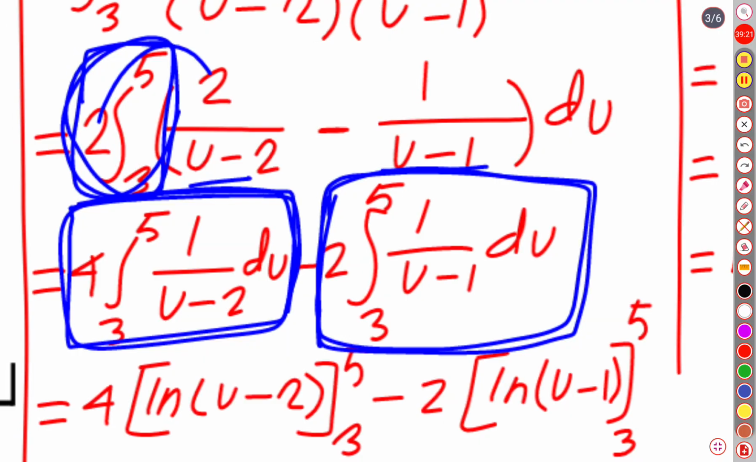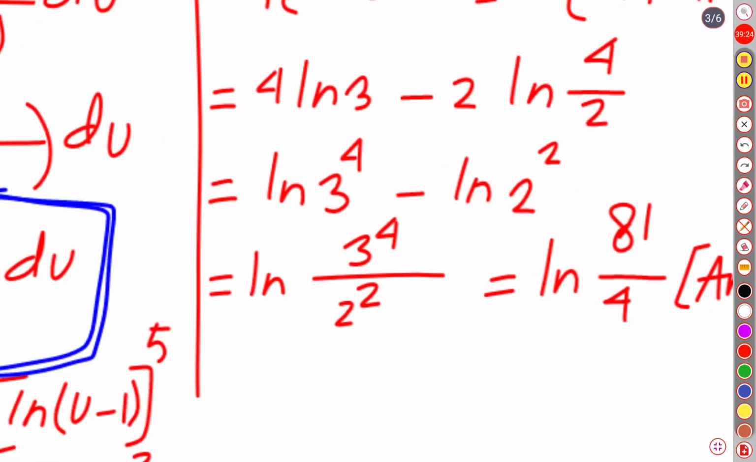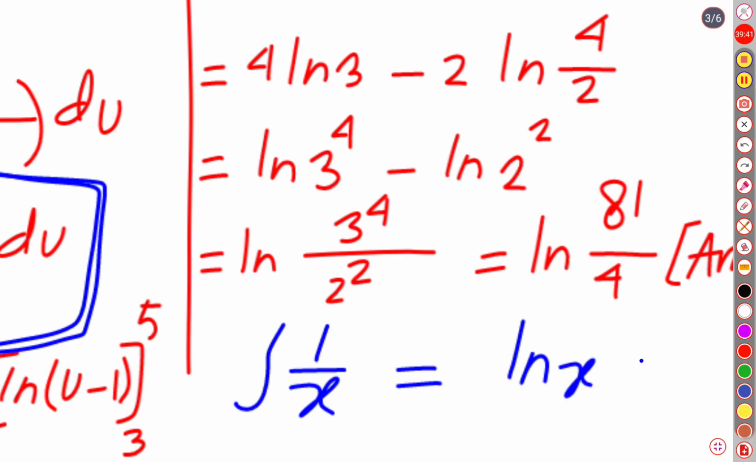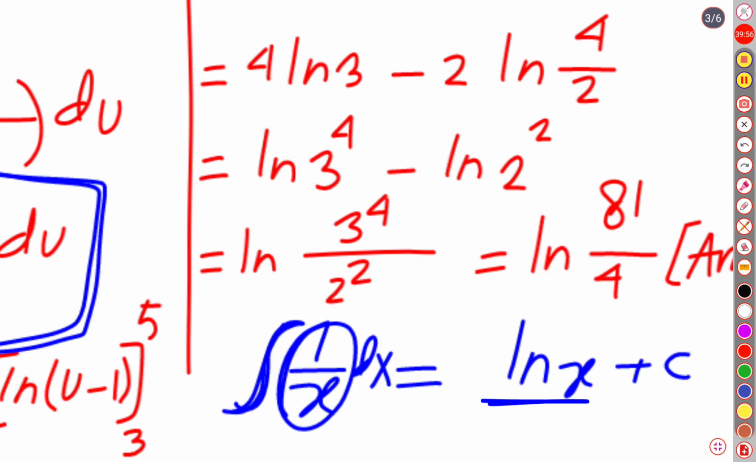Look at this. Suppose there is a function, as we are integrating 1 over x. Integrating 1 over x is actually ln x plus c. Suppose here there is dx. So any inverse function, if the exponent is 1 or negative 1, then 1 over x means it is ln x. So the integral of 1 over x is ln x.